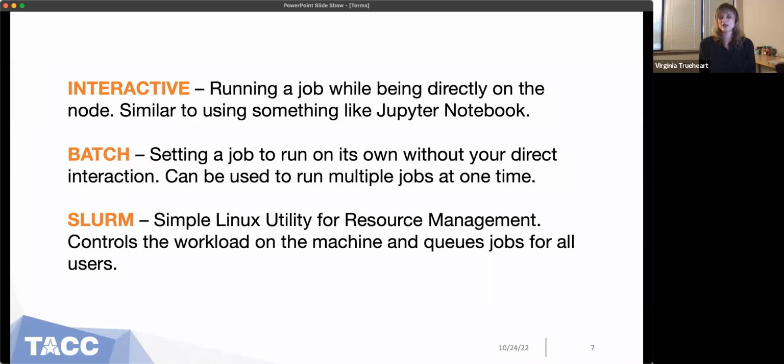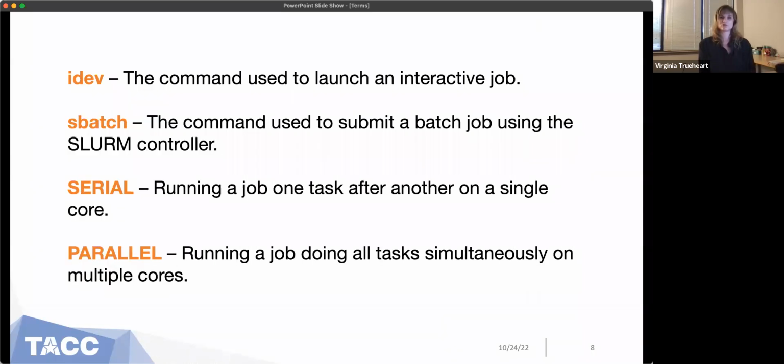However, waiting for nodes to become available in the queue can take quite a while. So if you know that your job runs well and you want to walk away from your computer for a while and don't need to make any adjustments interactively, you can submit jobs in a batch style. In this case, we use a system called Slurm, a simple Linux utility for resource management, to control the workloads on the machine and also to submit batch jobs. In fact, we use a command called sbatch, or Slurm batch, in order to submit batch jobs to the queue. idev is how you launch an interactive job.